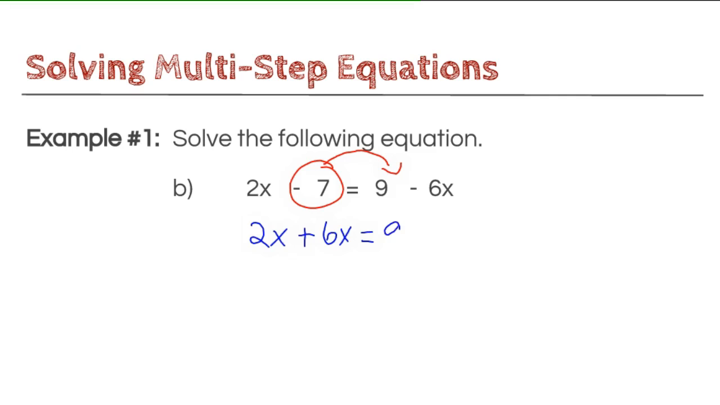And so my 9 is first. Now I move this negative 7 right here to the other side of the equation. I'm going to add it in. And now I'm ready to clean up. As we just saw in the last question, I get 8x equals 16. And then by dividing out my 8 on each side, I'm going to get x is equal to 2.